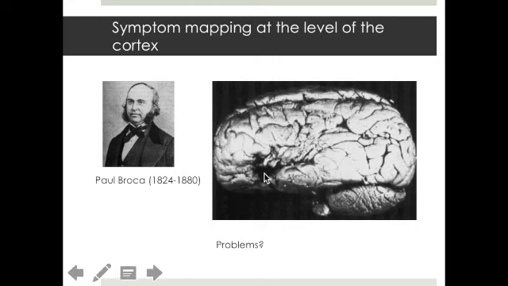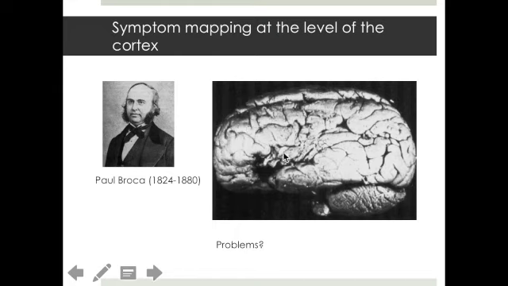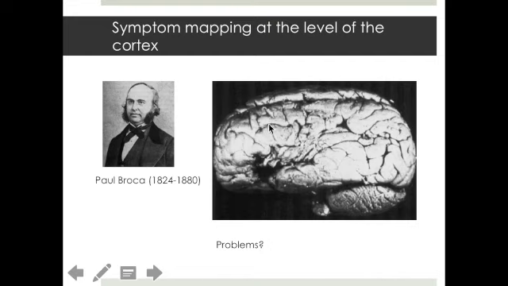Now, what are some problems with this kind of interpretation? One is that you're looking at a sample size of 1, right? So it might be that this person just happens to be odd anyway, right? It might be that he just didn't have language problems anyway. And of course, you also have a lack of premorbid testing. So that means you don't know what patient Tom was like before he showed up to Paul Broca's office.